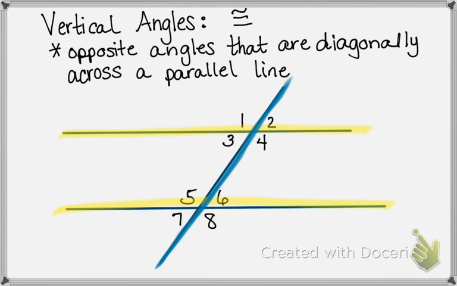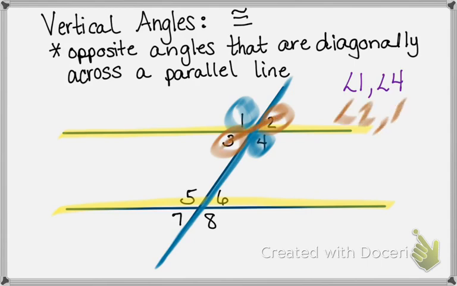So let's start with number 1. We're looking at exactly what's vertical, or opposite diagonally across. So across here would be 4. So angle 1 and angle 4 are a pair. They are vertical. Now let's look at our next one. Angle 2 and angle 3 are directly across from each other. So angle 2, angle 3. Now we move on down to 5.